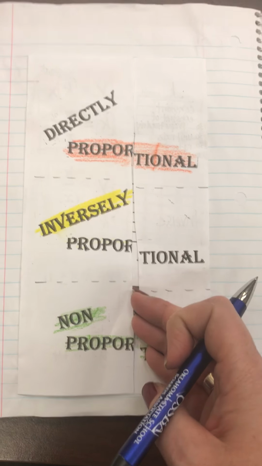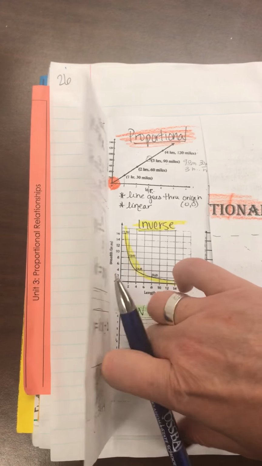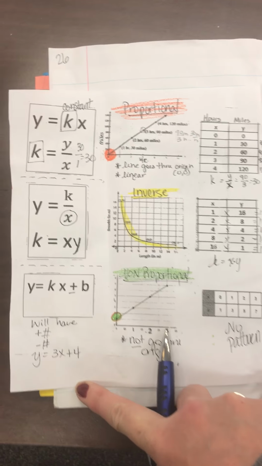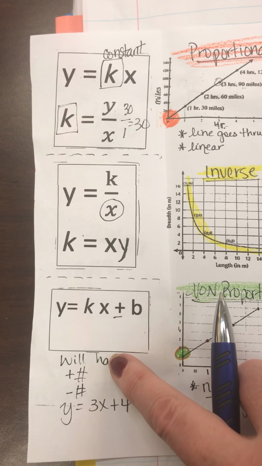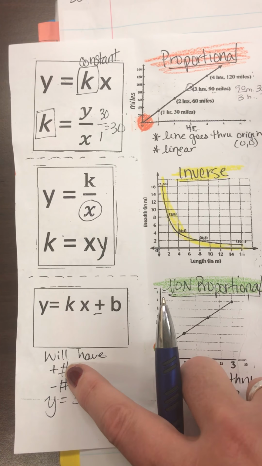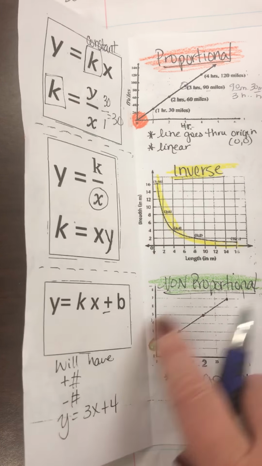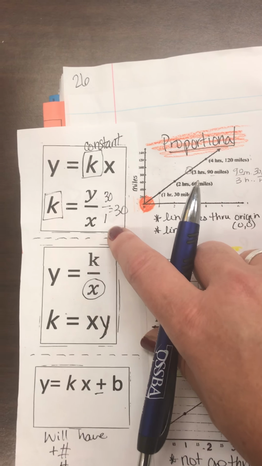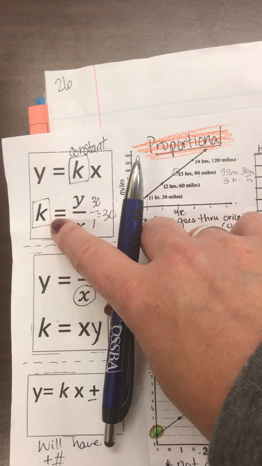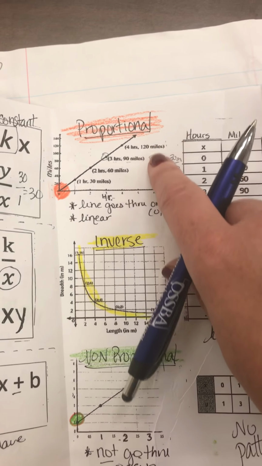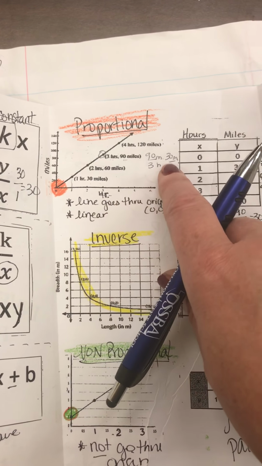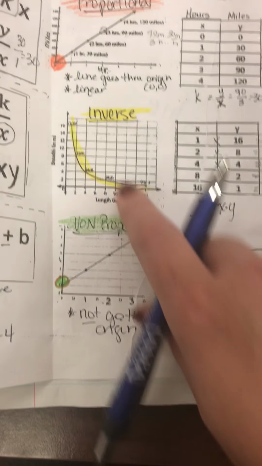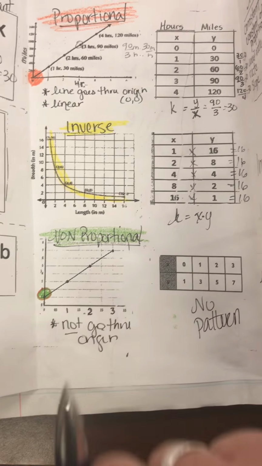Page 26 was a super critical, important page. You should have this foldable on page 26. They don't have to have the colors, but they do have to show that we'll have a plus a number or minus a number for a non-proportional, and an example. The x is circled here, and the constant is boxed in, and how to find the constant is y over x. For the graphing part, the origin should be highlighted, an example given, and some notes that it's a straight line and it goes to the origin. Inverse and not through the origin is non-proportional.